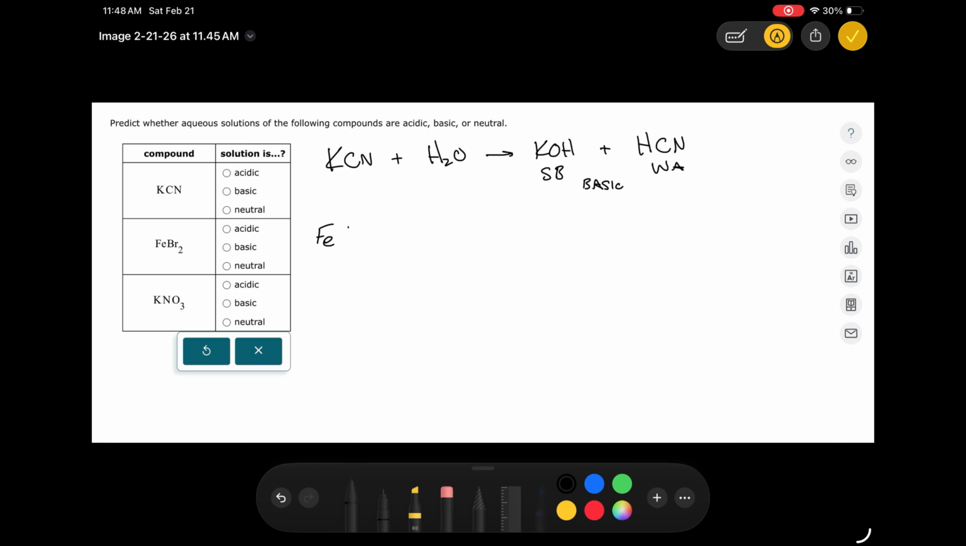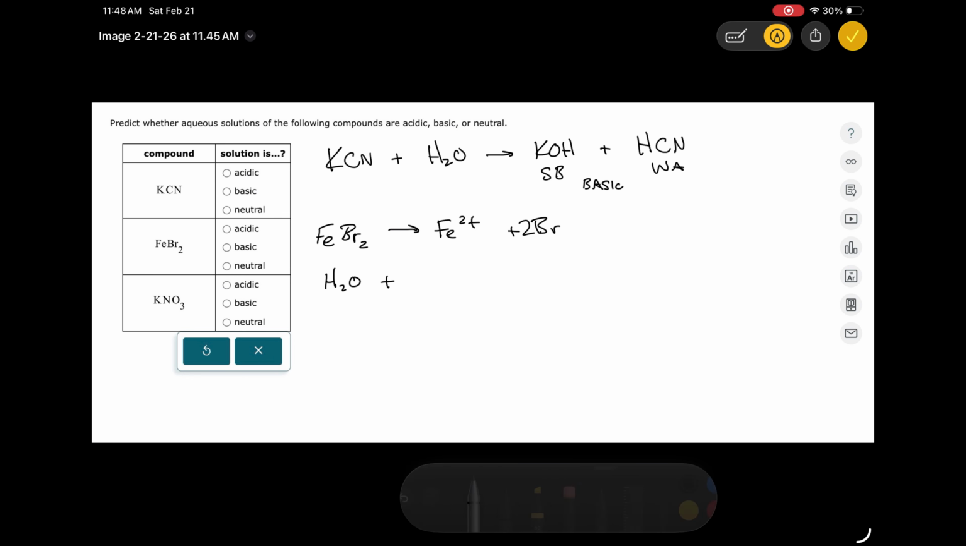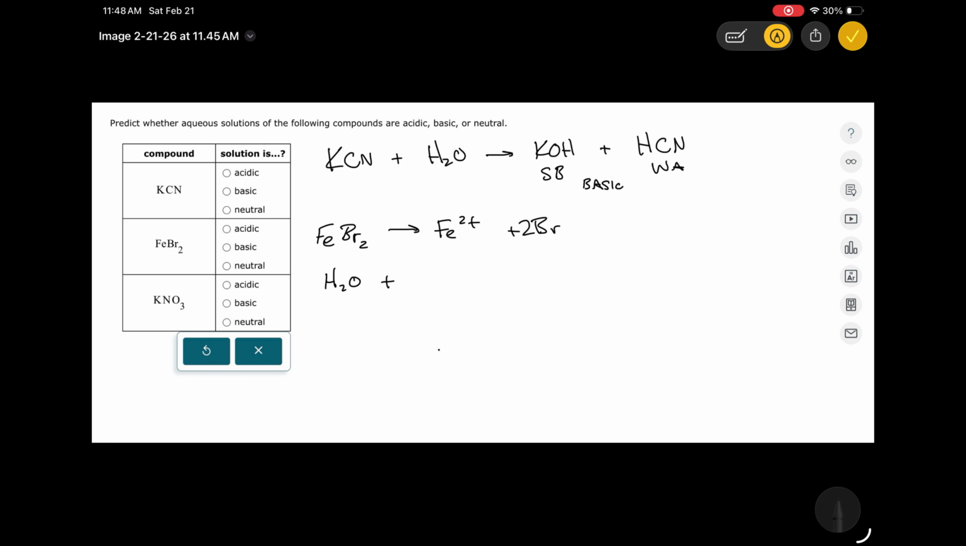Now we'll go to FeBr2. So like I said last time, assume it just dissociates. So you got Fe2+ and 2Br minus, but anyway, it doesn't matter. So H2O plus Br minus. I couldn't get my thing to work here, so it's going to be kind of weird. But yeah, that's going to go to our HBr, which is our strong acid. So once again, you do have that extra OH group, but just don't care about it. HBr is your strong acid.